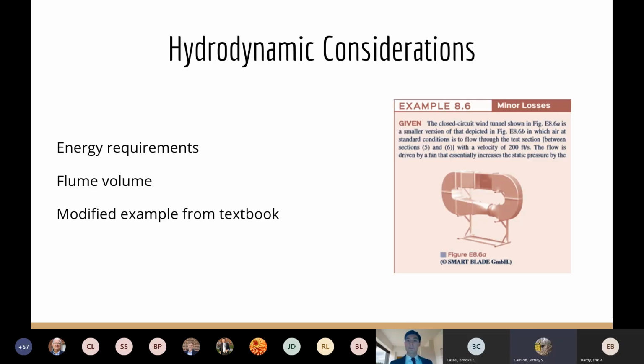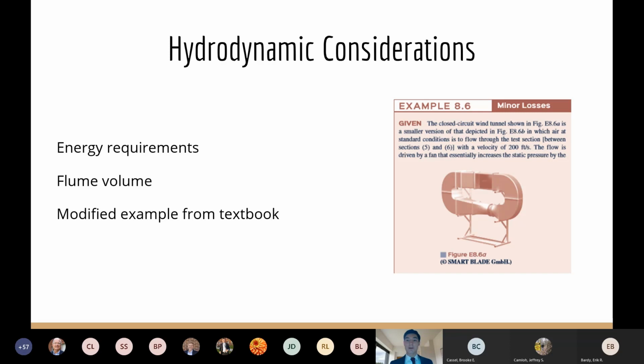Hi, my name is Nathan Rose, and one of my responsibilities was running flow calculations to determine the energy requirements and volume of the flume. The goal was to make sure that our system would not require more energy than our 1.5 horsepower motor could provide. I started with an example from our fluids textbook.